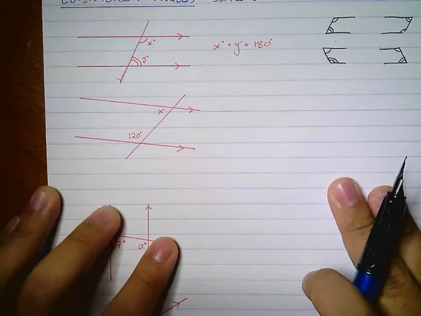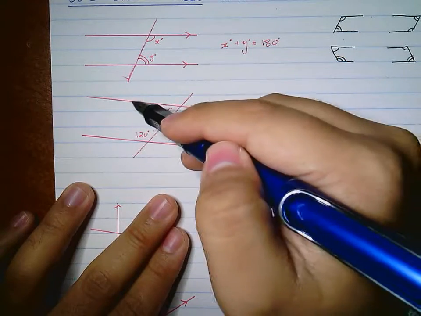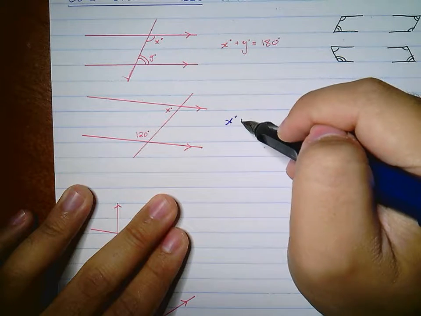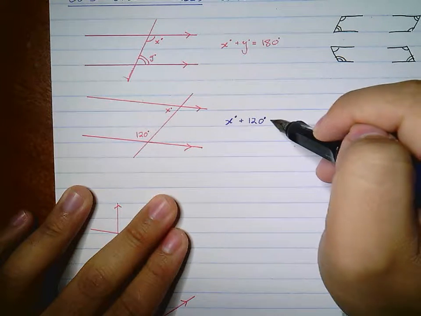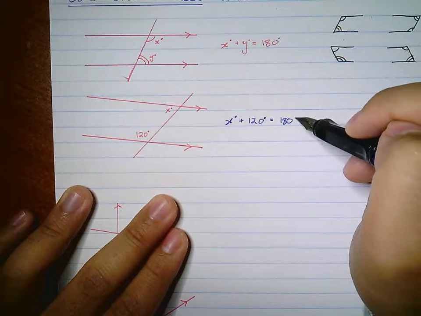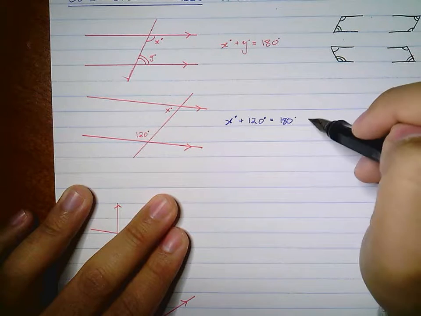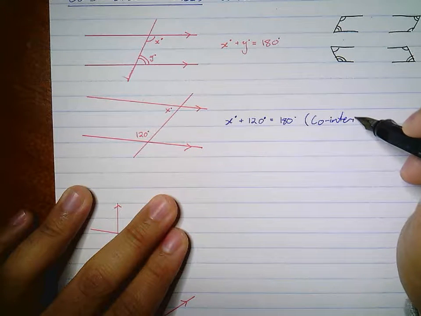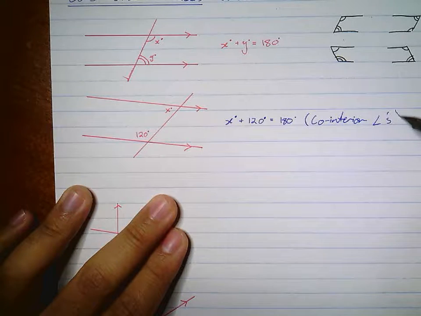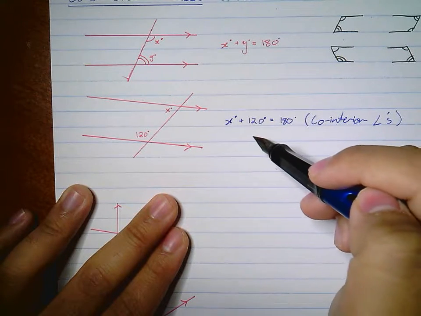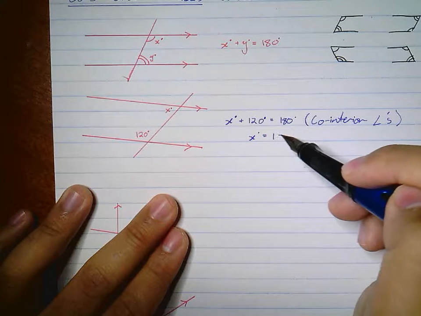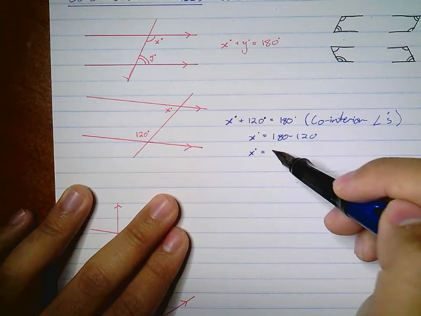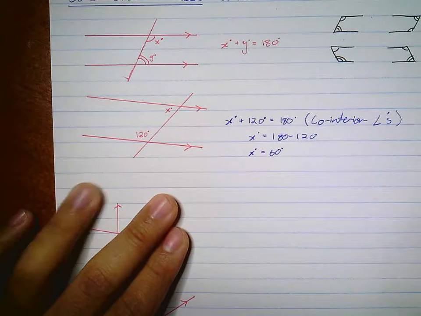So if we have here, there's our letter C going backwards. We know that X degrees plus 120 degrees is equal to 180. We must include that this is actually co-interior angles, and we can solve for X. So X will be equal to 180 minus 120. X is actually 60 degrees.